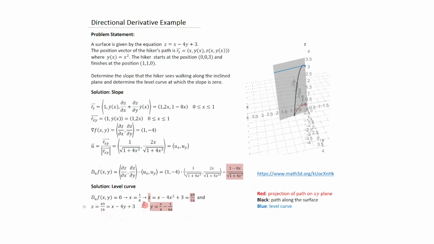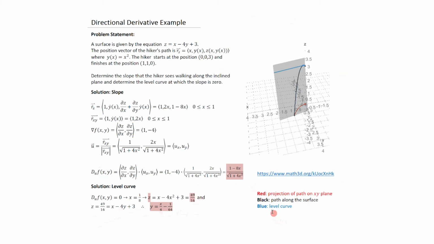So you substitute that in, and you'll end up with basically a value of 49/16. All right. Once you have that information, then you can express y in terms of x, which is what I've done here. And so the level curve is y equals x over 4 minus 1/64, and it occurs at a value of z equals 49/16.